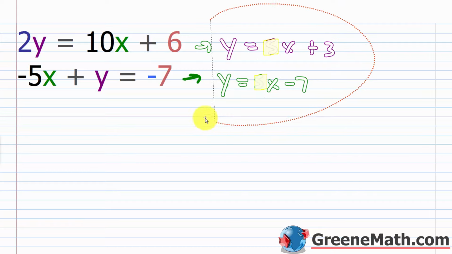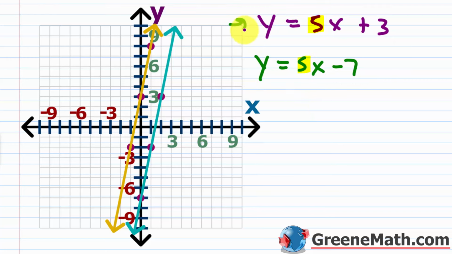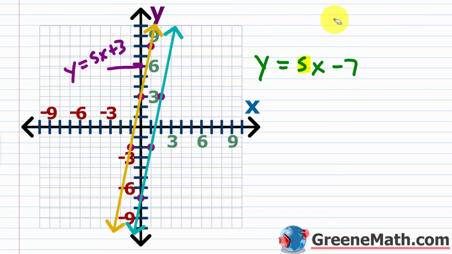If we copy this and come here, I've already graphed this to show you what this looks like. So we have y equals 5x plus 3. That's going to be this guy in orange. This is my y equals 5x plus 3. Let me erase it from here. And my guy in teal, I think it's teal, is going to be this y equals 5x minus 7.